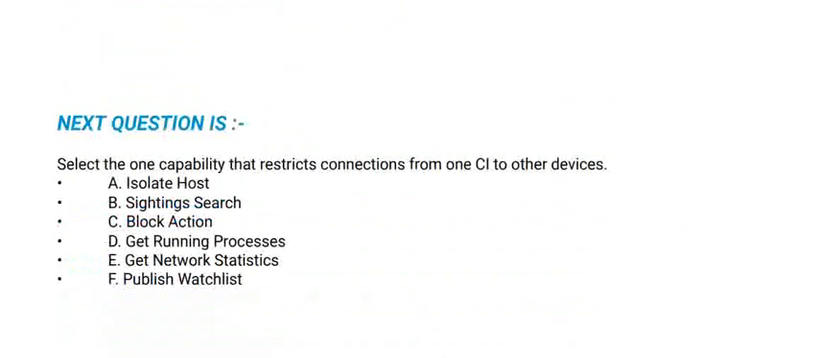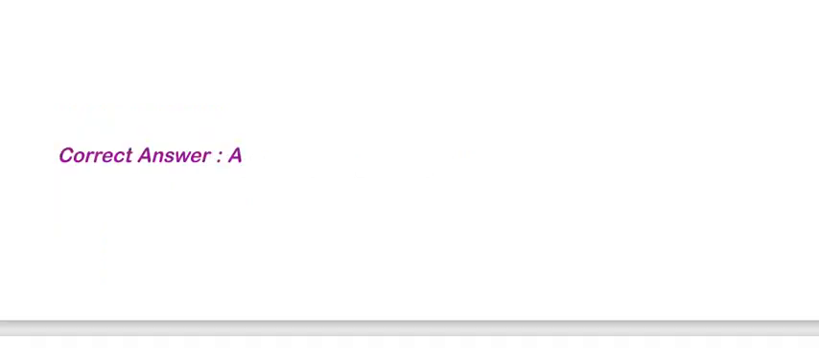Next question is, select the one capability that restricts connections from one CI to other devices. Options are: Option A, isolate host. Option B, sighting search. Option C, block action. Option D, get running processes. Option E, get network statistics. And option F, publish watch list. The correct option is option A.